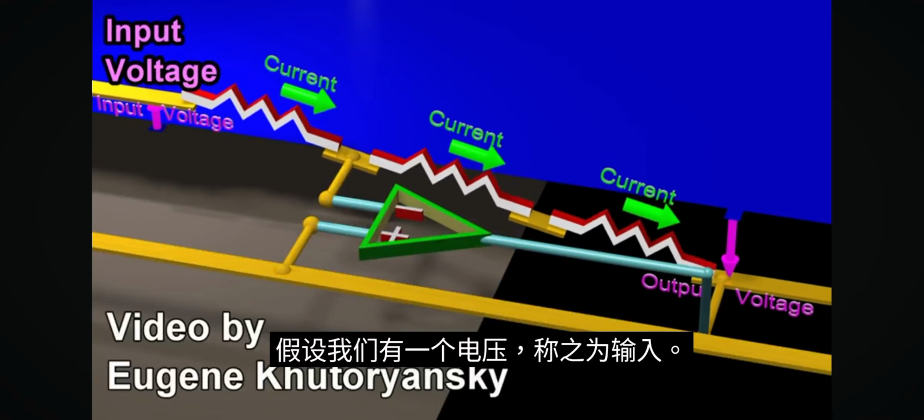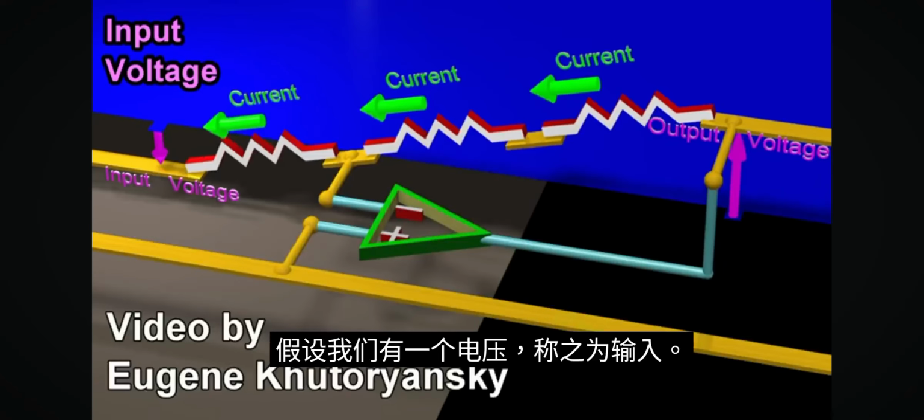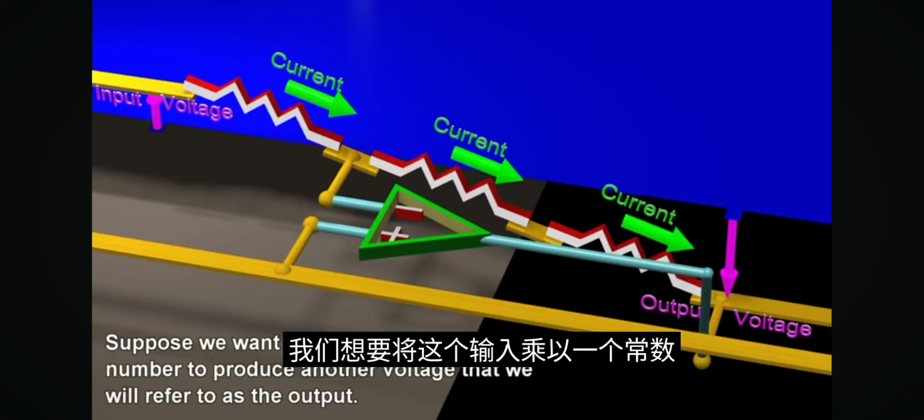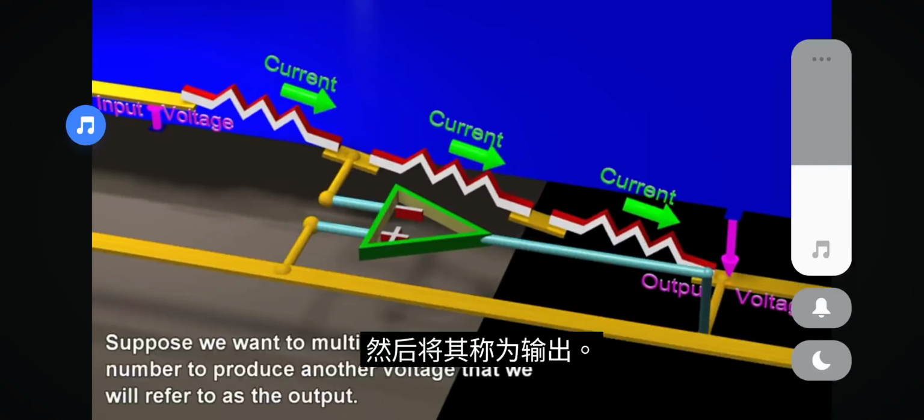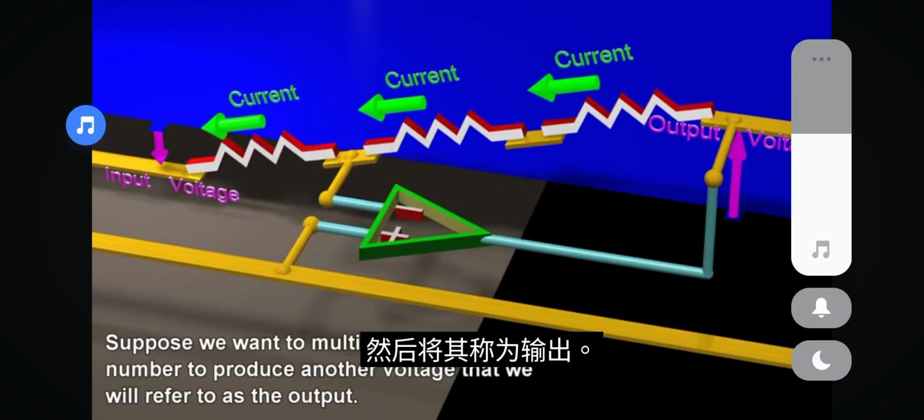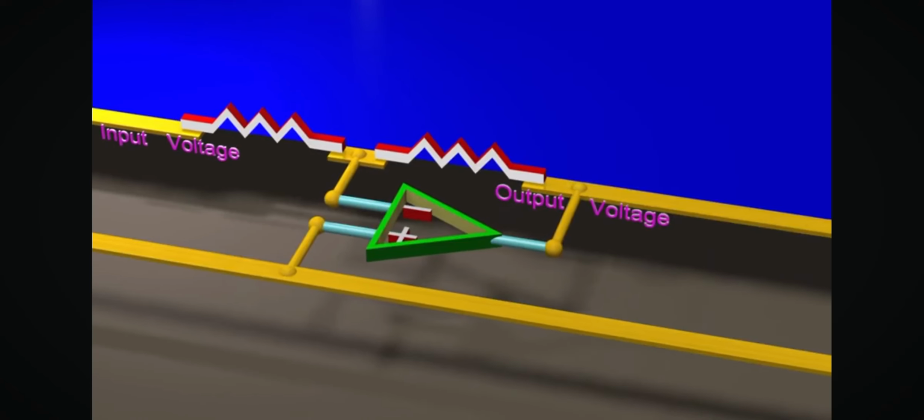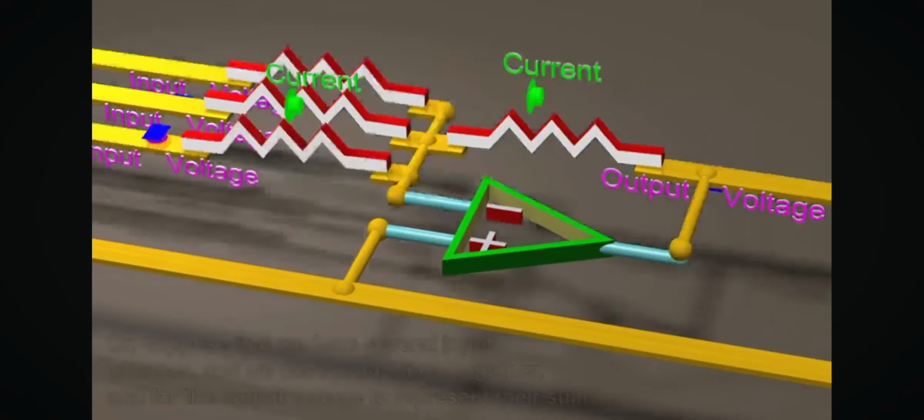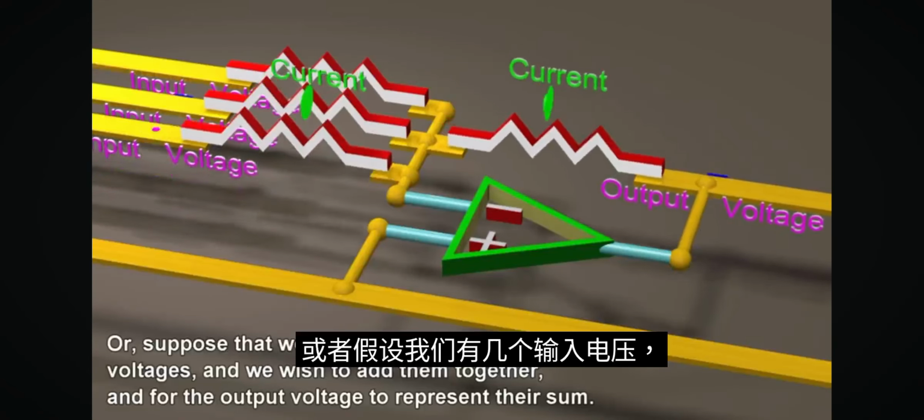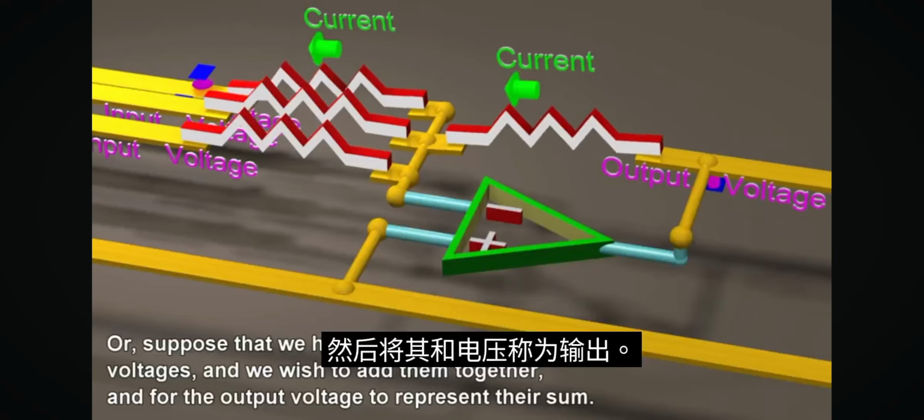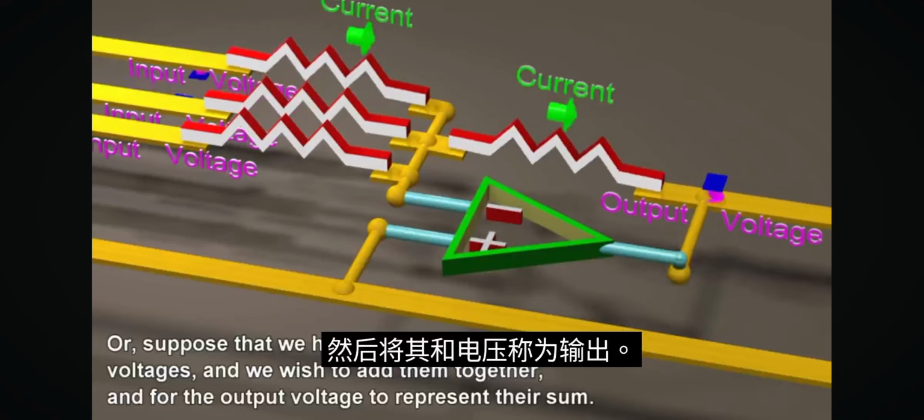Voltage that we refer to as the input. Suppose we want to multiply this input by a number to produce another voltage that we'll refer to as the output. Or, suppose that we have several input voltages, and we wish to add them together, and we want the output voltage to represent their sum.